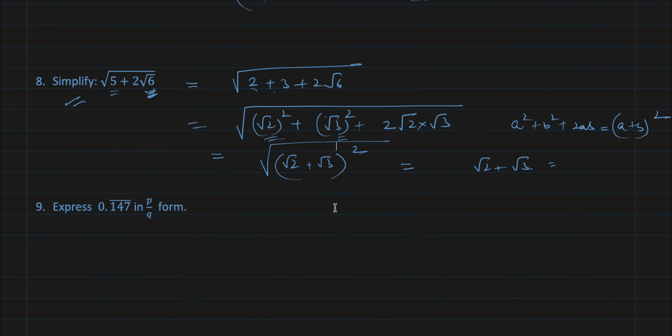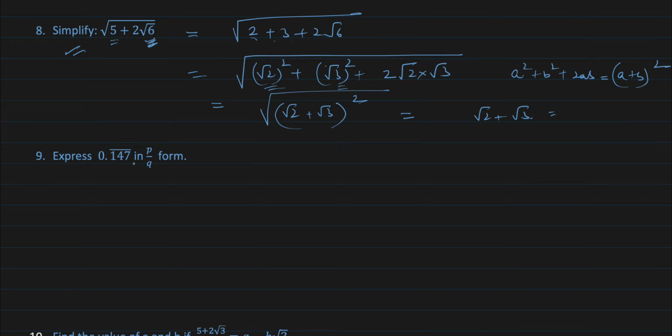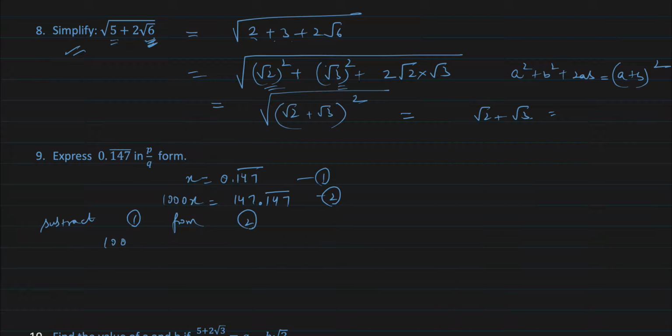Fine, students. Now express 0.147 bar in the form of p by q. Here, how many digits are being repeated? 3 digits. So we multiply by 1000. So it changes to 147.147 bar. Call this equation 1 and this equation 2. I'll subtract 1 from 2. So 1000x minus x equals 147.147 bar minus 0.147 bar, so that's 147, and this is 999x.